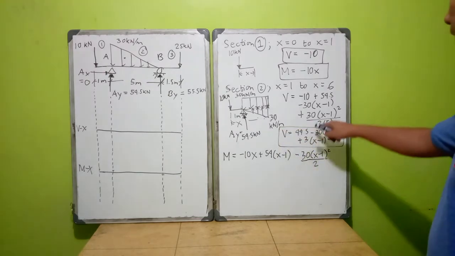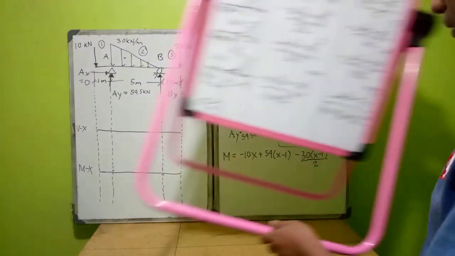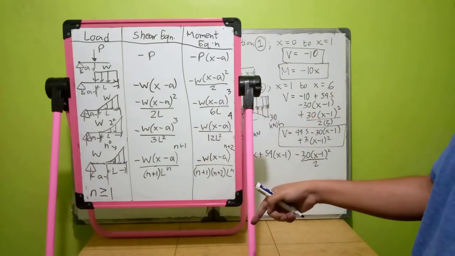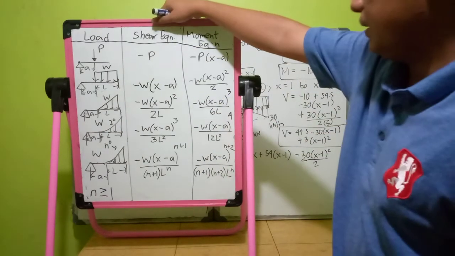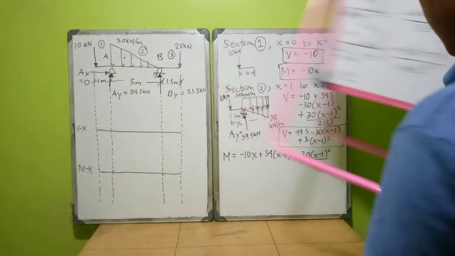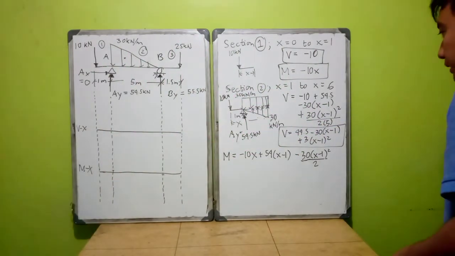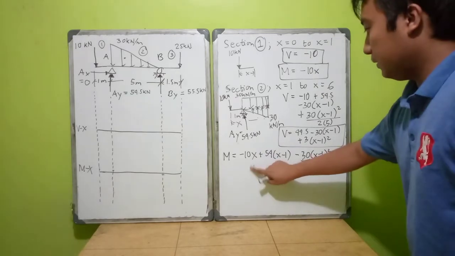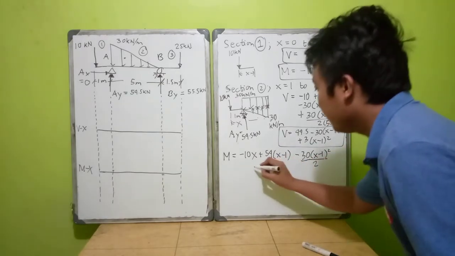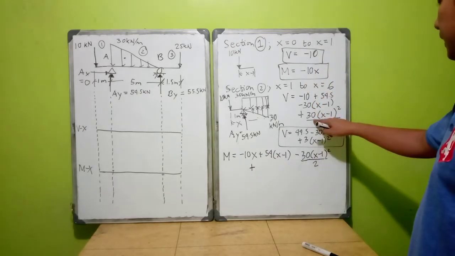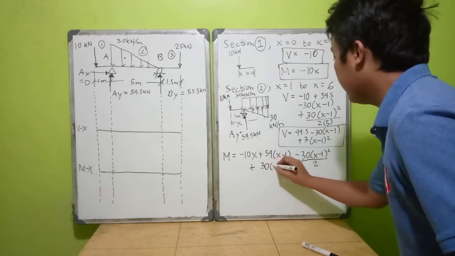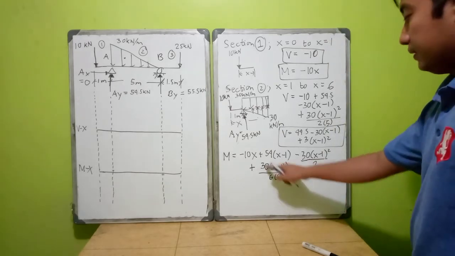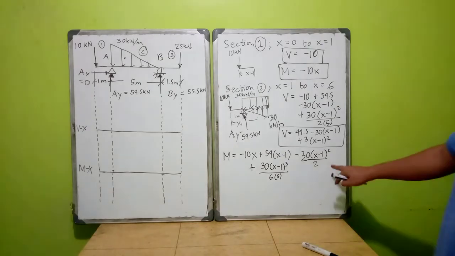And then we have 30. We have negative w times (x minus a) cubed over 6L. The a is 1 and L is 5. So we have plus 30 times (x minus 1) cubed over 6 times 5. 6 times 5 is 30, and 30 over 30 is 1. So this is how you draw your moment diagram.